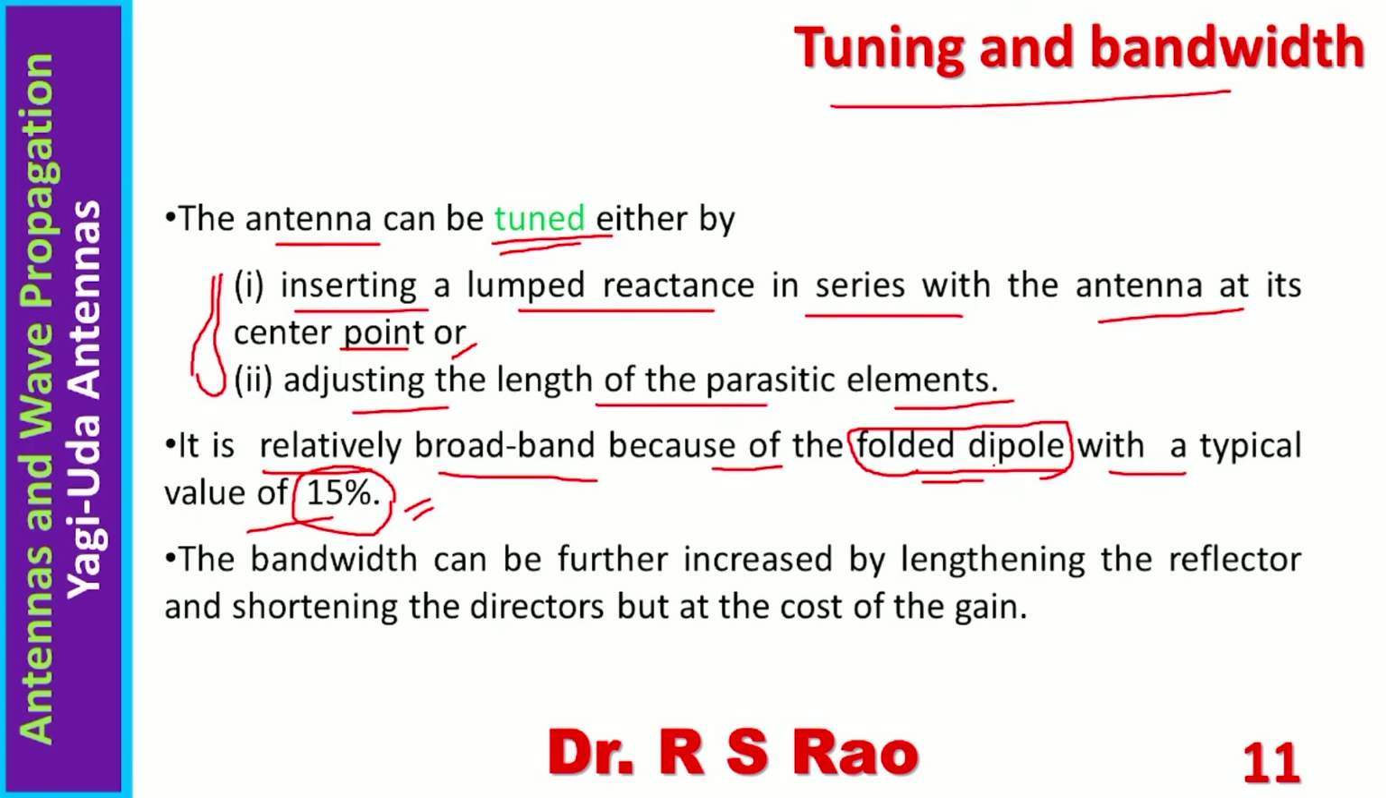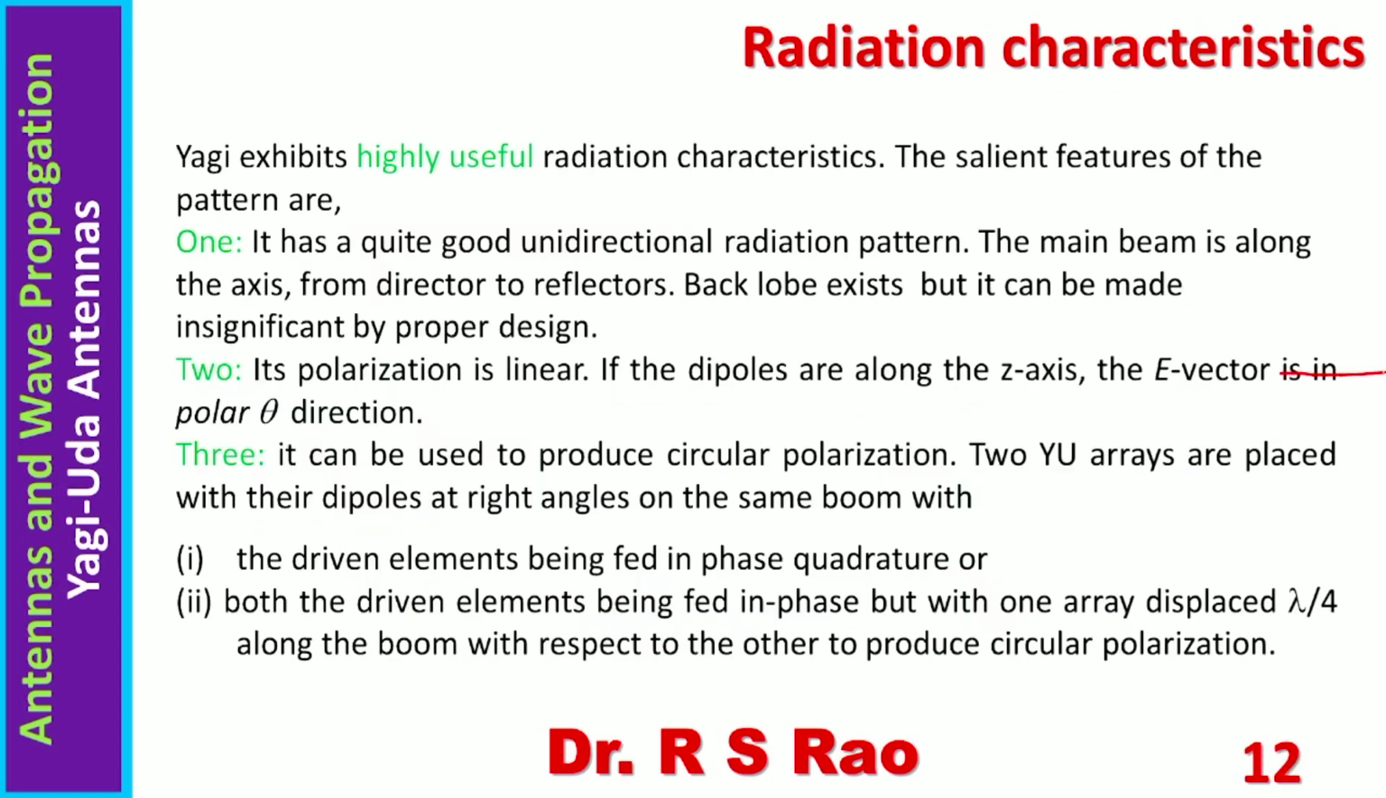Presence of folded dipole in the structure of a Yagi Uda array gives rise to broadband characteristic to the array. The bandwidth can be further increased by lengthening the reflector and shortening the directors, but at the cost of the gain. Now, radiation characteristics.